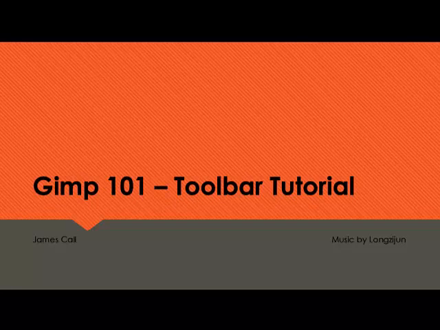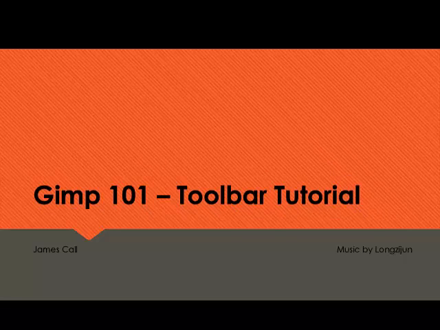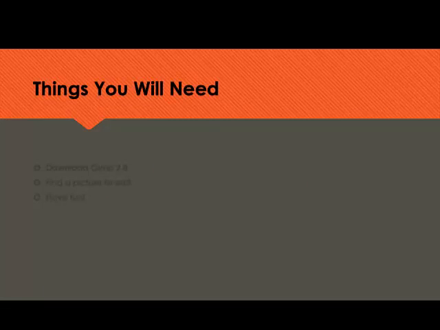Today I'm going to teach you about a program called Gimp 2.8, a general tutorial on how to use basic toolbar functions for editing. Some things that you will need for the lesson today: download Gimp 2.8, and I'll show you how to do that in just 1 minute. Find a picture of a photo that you would like to edit, and first and foremost, have fun.